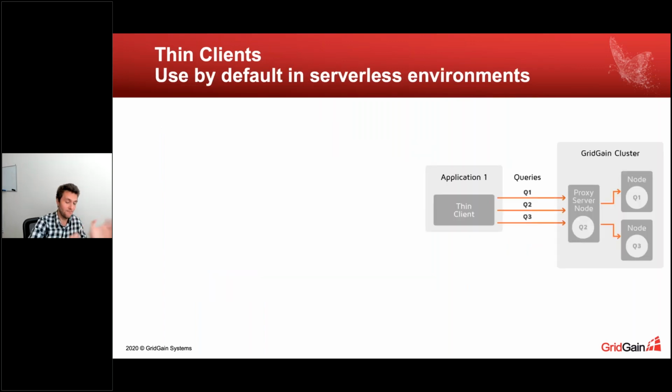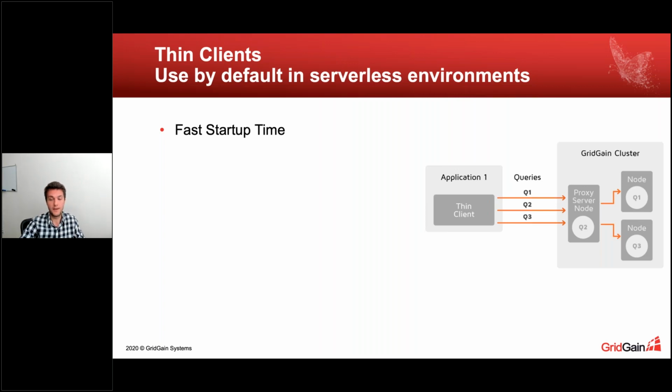Okay, that was the first connectivity option. Let's now talk about an alternate one, which is the thin client. And again, as the subtitle suggests, I would recommend considering this client as the default connectivity option for your serverless functions. Why is that? Because generally the startup time is fast, at least faster in comparison to the thick clients.